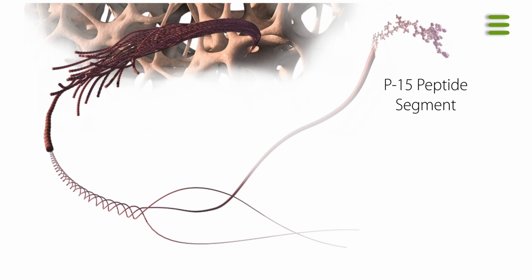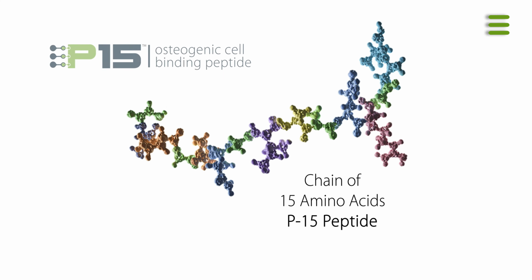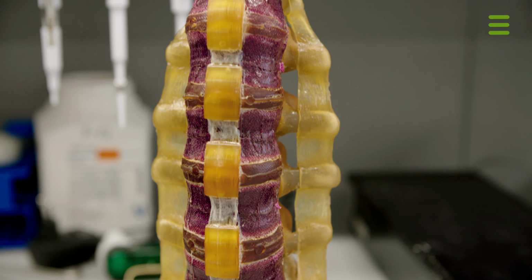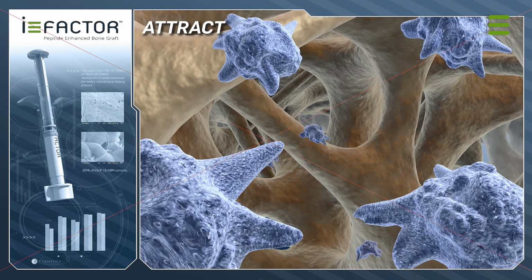The i-FACTOR is a biomaterial, first of all. It is a 15 amino acid peptide sequence bound to anorganic bone material, and it is an osteoconductive material used to treat patients with bone defects. The mode of action of i-FACTOR is actually threefold.